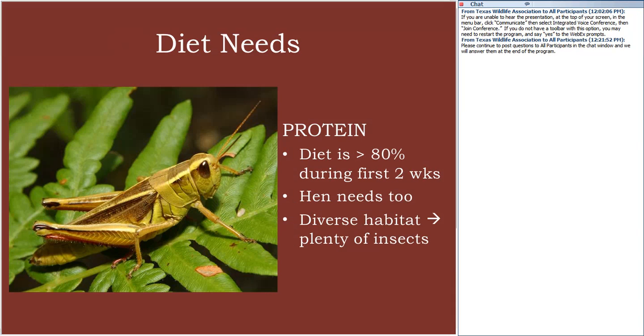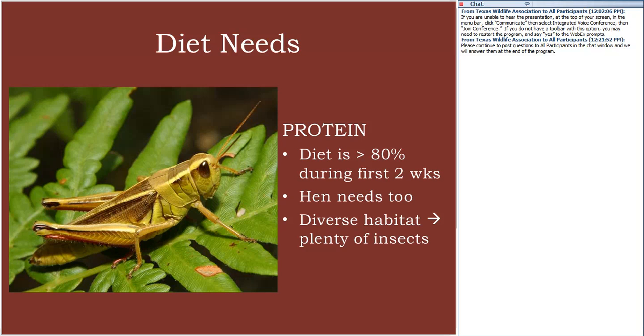Now, one of the most significant requirements for chicks specifically is in their diet. Primarily it's because chicks require extremely high amounts of protein in their diet. Within the first 2 weeks of their life, they're going to be eating more than 80% insects, and that's because insects are really the only food source out there that has enough density of protein and calories in order to support their growth. And in fact, it's going to be between 6 to 8 weeks before most of their nutritional needs can be met, primarily through vegetation.